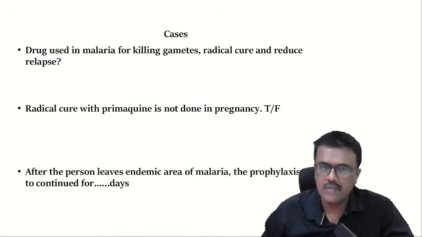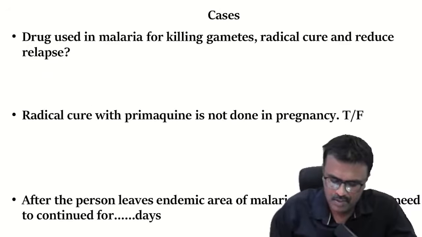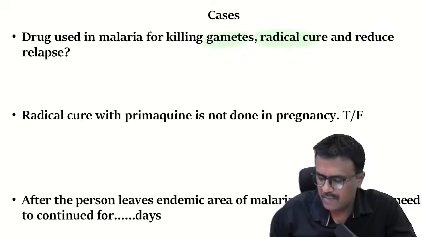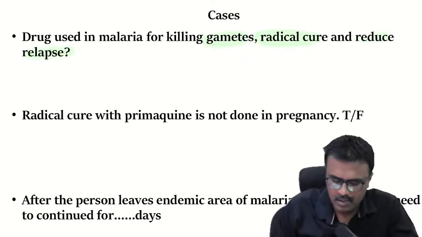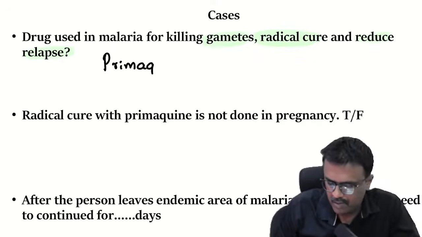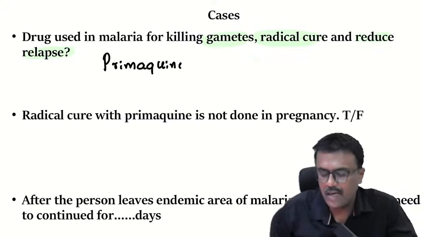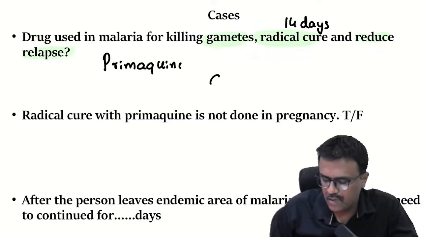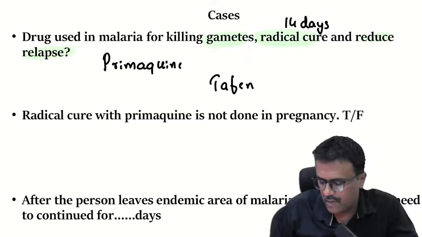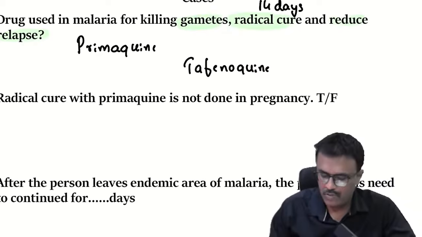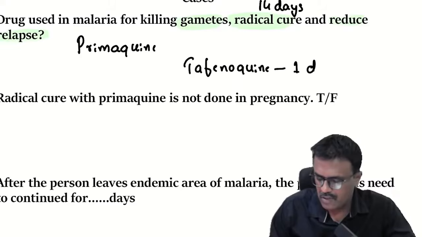Now let us understand certain cases. What is the drug used in malaria for killing gametes? The radical cure means to kill hypnozoites and reduce relapse. The drug name is primaquine. Primaquine is given for radical cure, and the radical cure is given for 14 days. But nowadays for radical cure we have a drug called tafenoquine. Tafenoquine's specialty is that its half-life is very long, 14 to 19 days. So if you want to give radical cure, one dose is enough with tafenoquine.